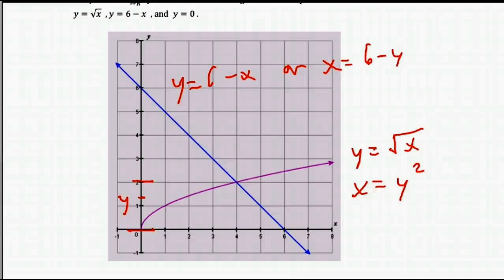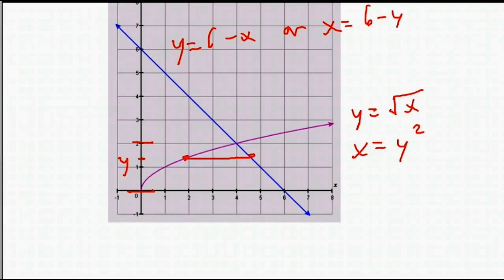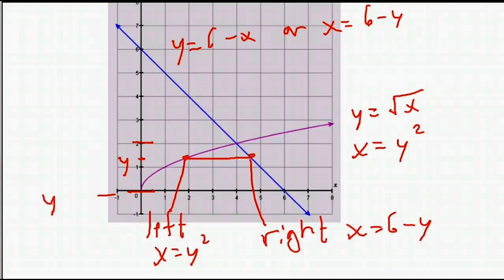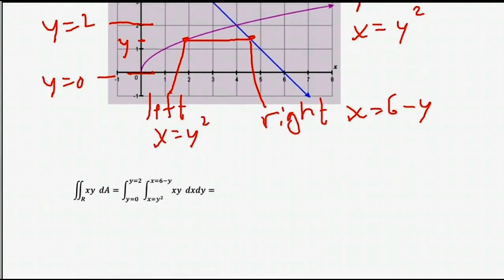Now when we do our slice, we fix a y between 0 and 2, and we let x range from the left to the right hand side of our region. That's from x equals y squared for a fixed y, the corresponding x on the graph, to the rightmost portion of this segment, which corresponds to x equals 6 minus y. We do that for each y between 0 and 2. Doing that leads us to this double integral here. Once we've got it set up, it's just a computation.